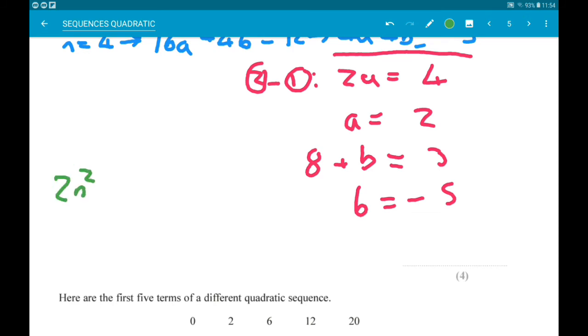Now we want the sixth term, so when n is 6, we are going to get 2 times 6 squared, which is 72, minus 5 times 6, which is 30, and that gives us 42.